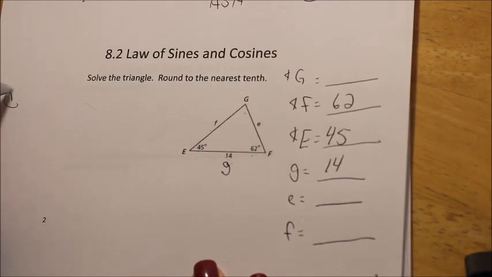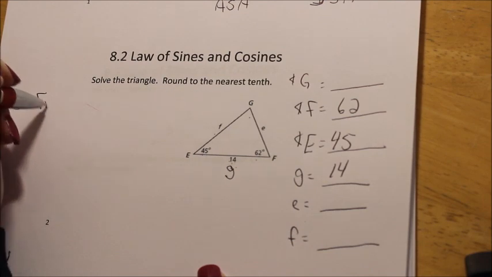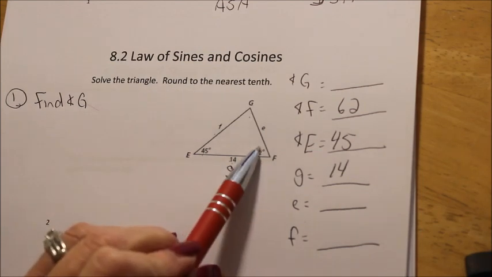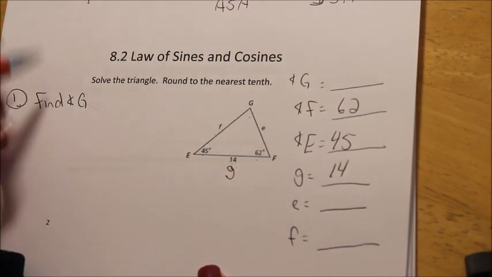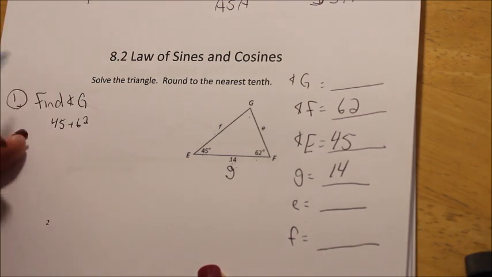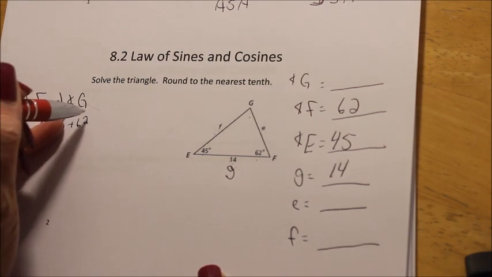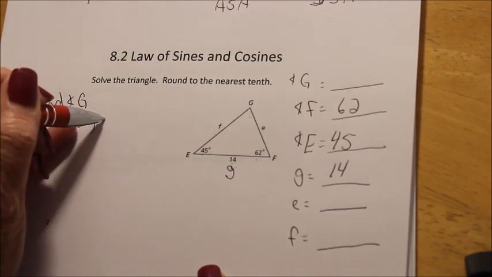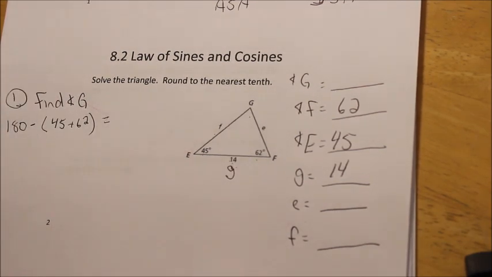So let's start by finding angle G. And to do that, we're going to add angle E and F together. So that's going to be 45 plus 62. We're going to take the sum of those two angles and we're going to subtract that from 180, and that will give me what angle G is. So we'll go ahead and just punch it in here real quick, and you can do it along with me.